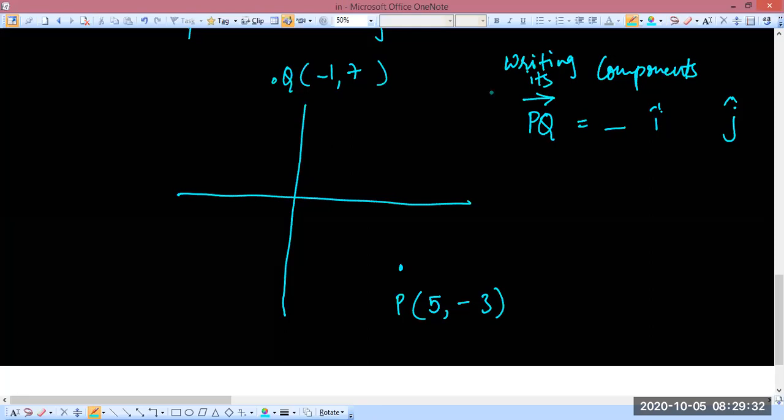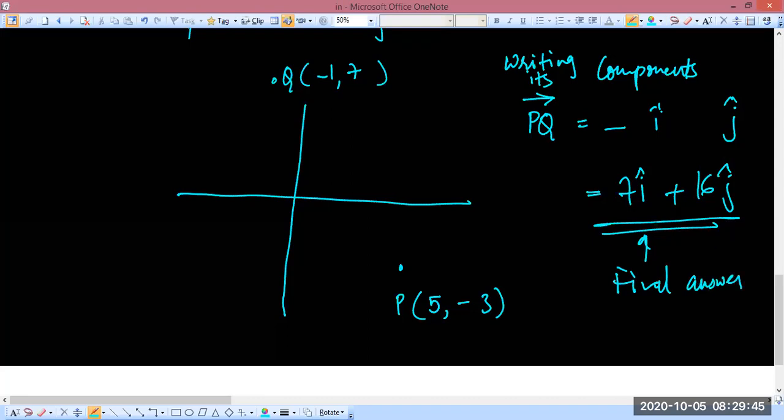Everyone, I want the correct answer in one go. Something like 7 i caret plus 16 j caret. I want this kind of final answer from you. Do not write anything else.